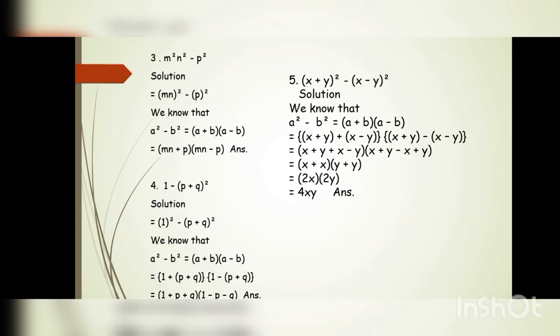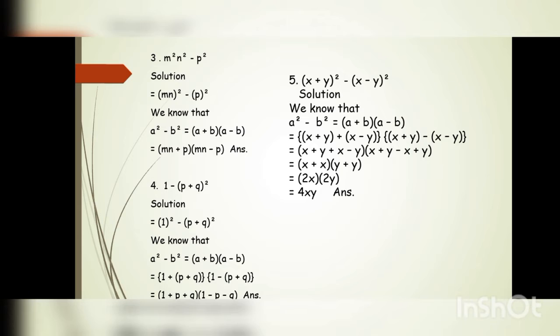Now this is question number 3, m square n square minus p square. We are again going to apply the same formula which we used in question number 1, which is a square minus b square equals a plus b, a minus b. Here our a equals mn and b equals p. So we have written mn plus p and another bracket is mn minus p. Answer. Now question number 4 is 1 minus, and the second term is p plus q whole square.